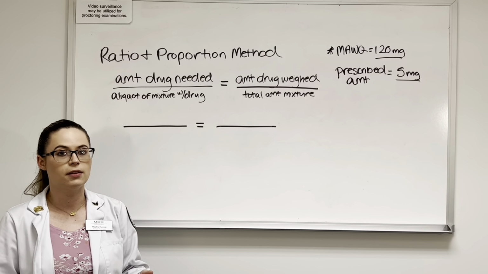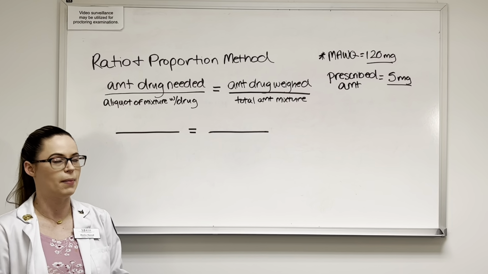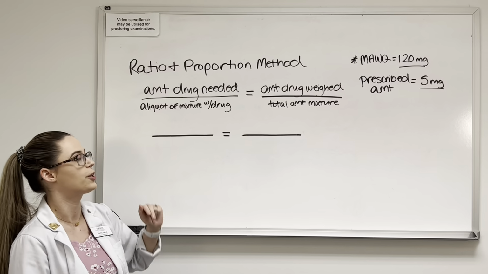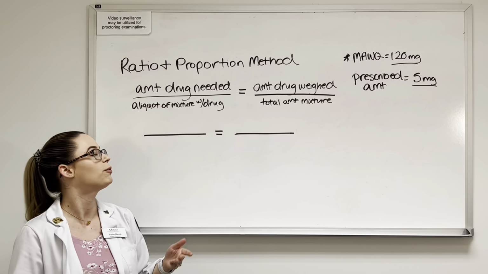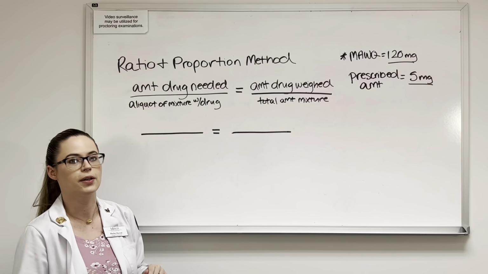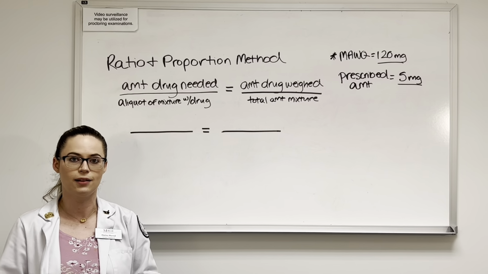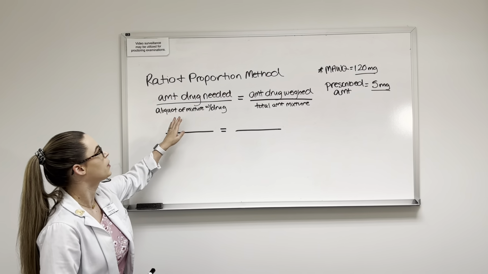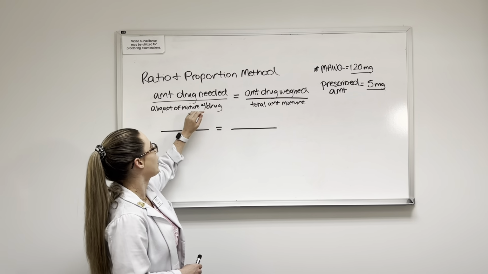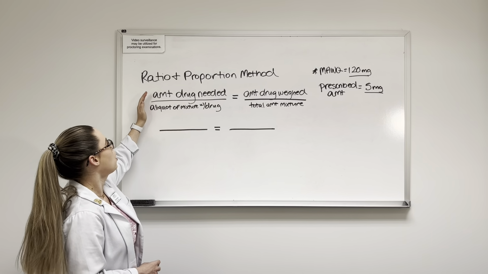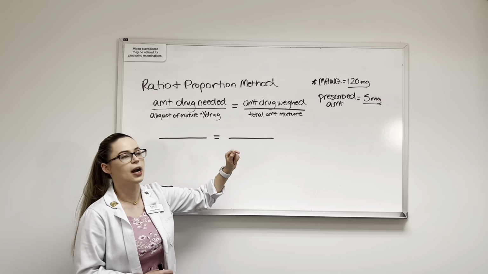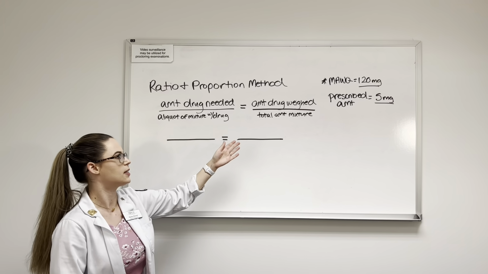There are two methods for utilizing the Aliquot method. That includes the factor method and the ratio and proportion method. For this video, we will focus on the ratio and proportion method, which can be used for both solid and liquid mixtures. The proportion is set up as so. On the top of both of these fractions, we have drug. On the left, we have the amount of drug needed. This would be our prescribed amount, or 5 milligrams in this case.